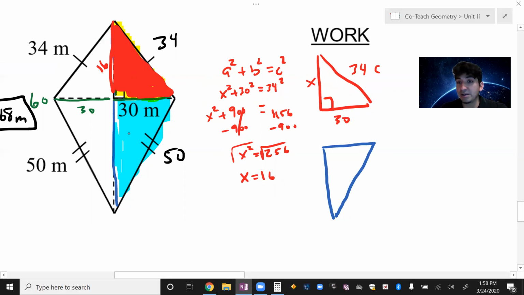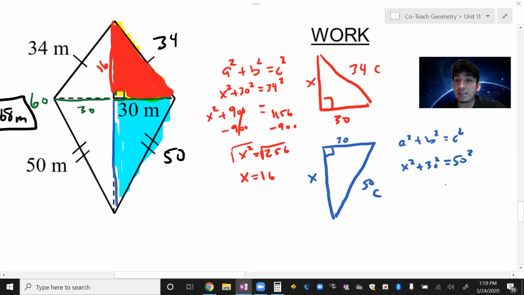So I'm going to look for the blue one now. As I'm going with it, I'm going to leave what I know. I know this is going to be 30, I know that's going to be 50, and that's going to be x, because it's the missing side on the triangle that's needed along the way. Now I'm going to use the Pythagorean theorem again: a squared plus b squared equals c squared. 50 will be c in this case, so that's going to be 50 squared. And so I have x squared plus 30 squared is equal to 50 squared.